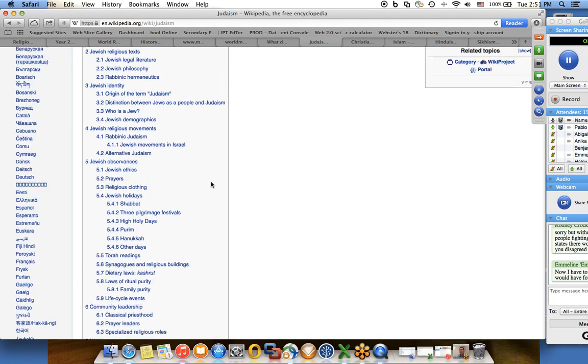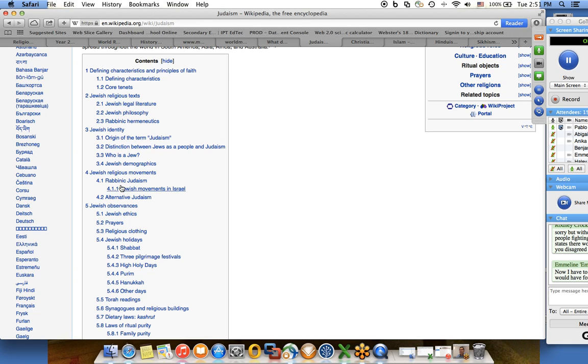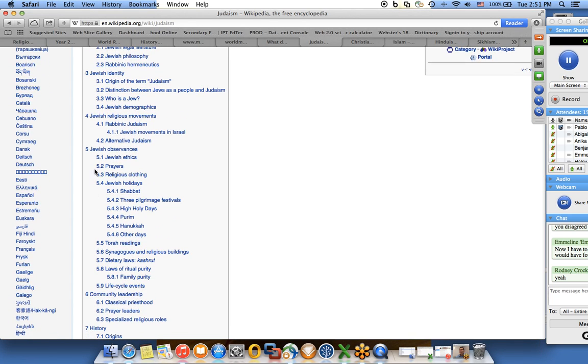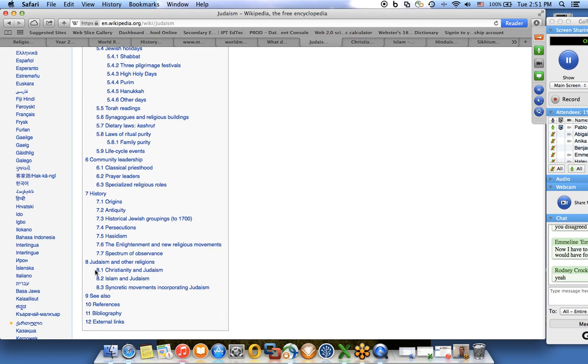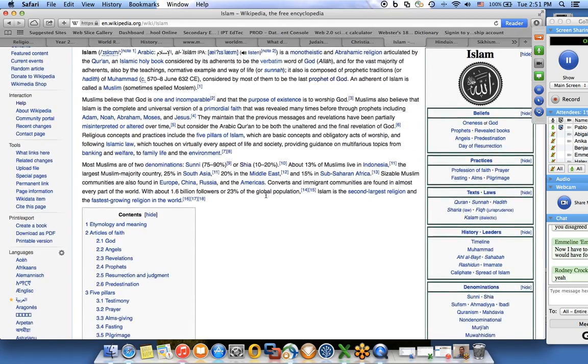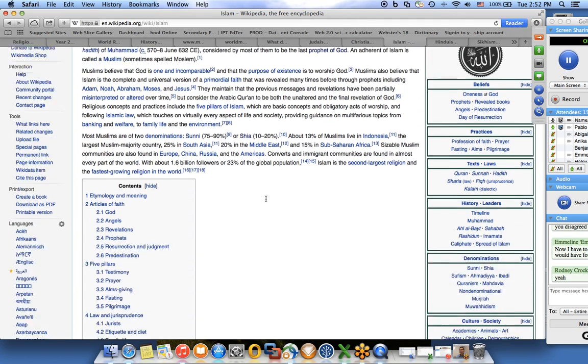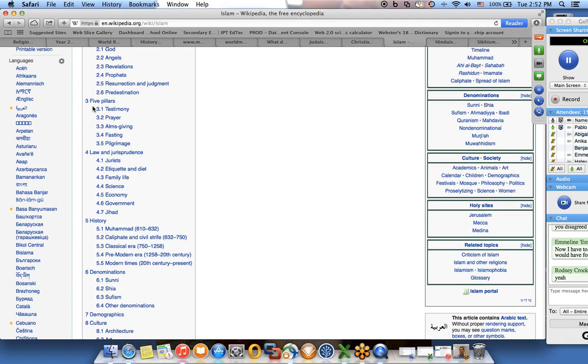So for example, in Judaism, you may be thinking, well, let me look about the Jewish observances. What are the practices of the Jewish religion? And so you would read this section in more detail, okay? Or what is the history of Judaism, or the relationship between Judaism and other religions, okay? And so you concentrate on those things. Islam, the same thing. So you would say, okay, what are the things that I want to learn about Islam? For example, it's very interesting to learn about the five pillars of Islam, the main religious practices of Islam and how they do it and everything.